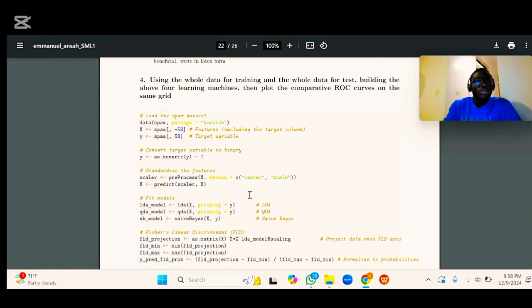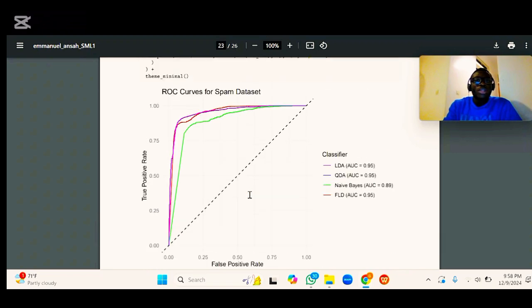The ROC curve here also indicates that LDA and QDA are almost likely the same. They both have 95%. And the lowest performing here was the naive Bayes classifier.